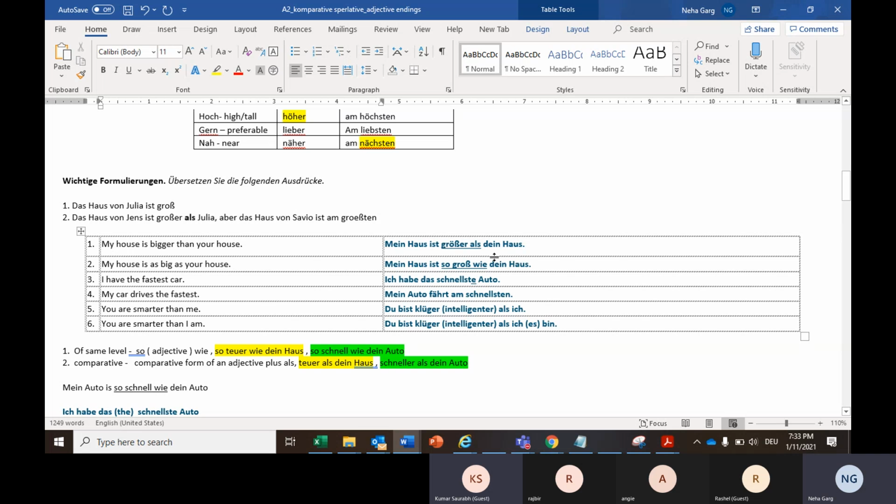Yeah. So here in the second sentence, I'm not comparing. I'm just saying my house is as big as your house. So there is no sense of something being big or something being small, but something at an equal level, at the same level. Here I am comparing.